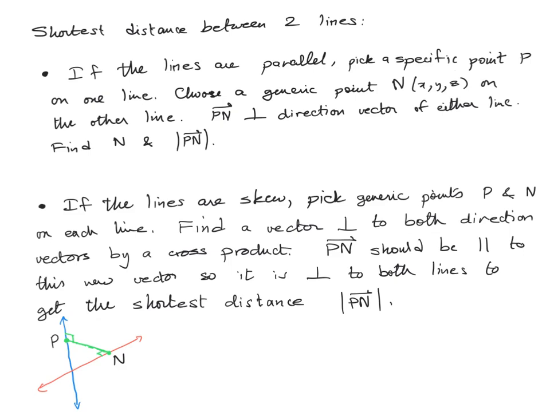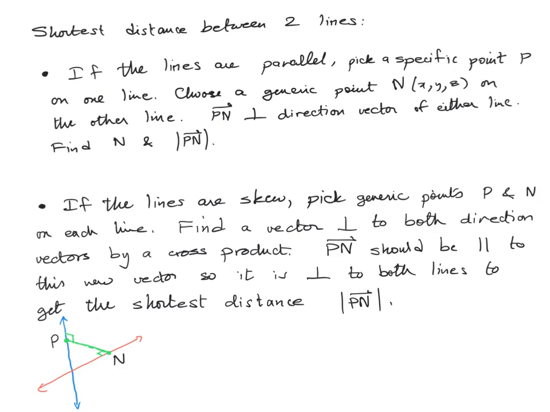There's only one pair of points that will do that. So you can't just pick a specific point for one and then try to find the other. You actually do not know either of those points. So instead what you do is you put generic points x, y, z, and you have parameters involved for the P and for the N on each line.